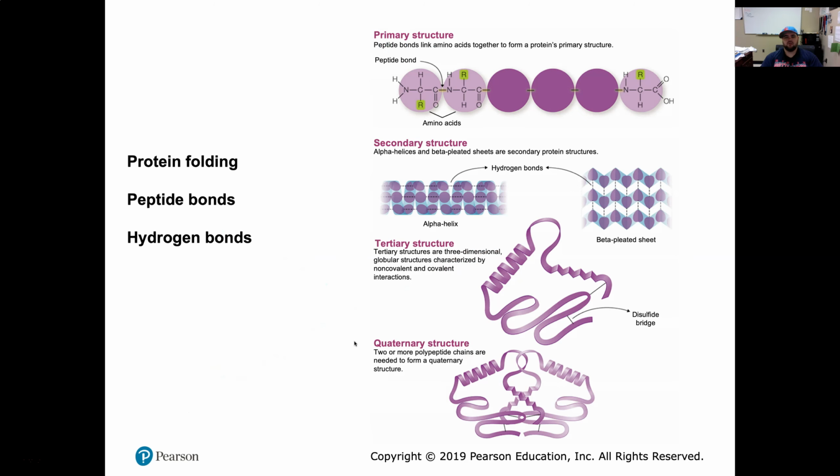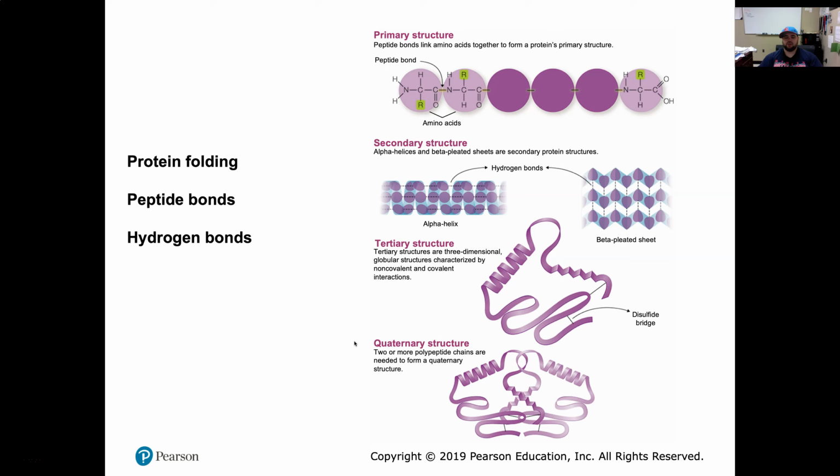Now, proteins are made up of just chains of amino acids. That is considered the primary structure. So let's say there's 50 amino acids in a row, they're all connected. That's your primary structure of a protein.